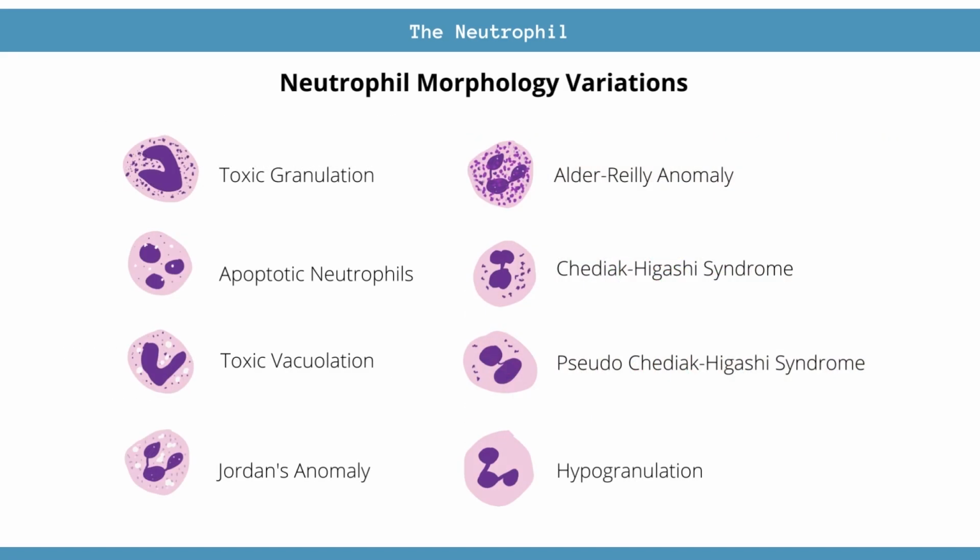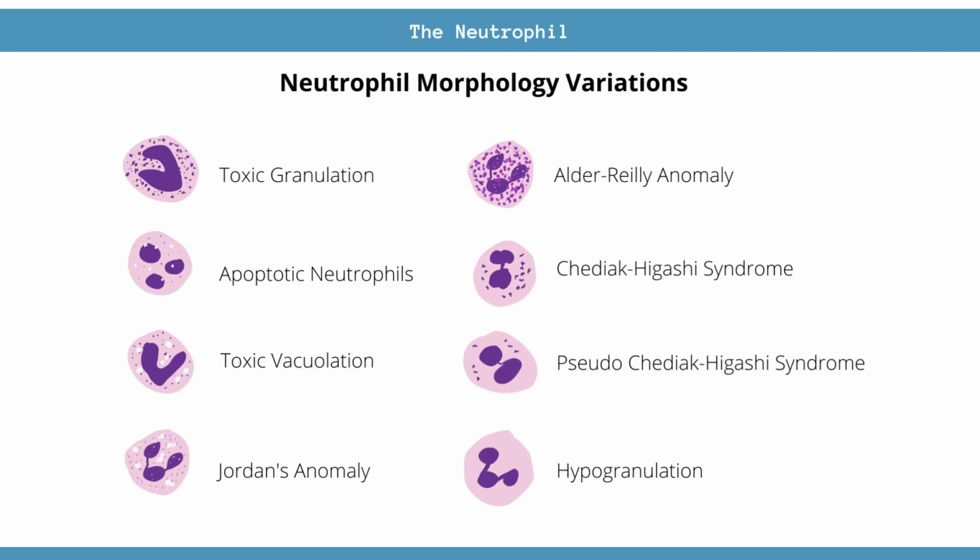Using Romanowsky stains, neutrophils can be observed microscopically. Normally, the nucleus appears as purple and the cytoplasm as pale pink. The granules stain pink and purple-blue. However, neutrophils may vary in their morphological appearance, which may indicate an underlying disorder.